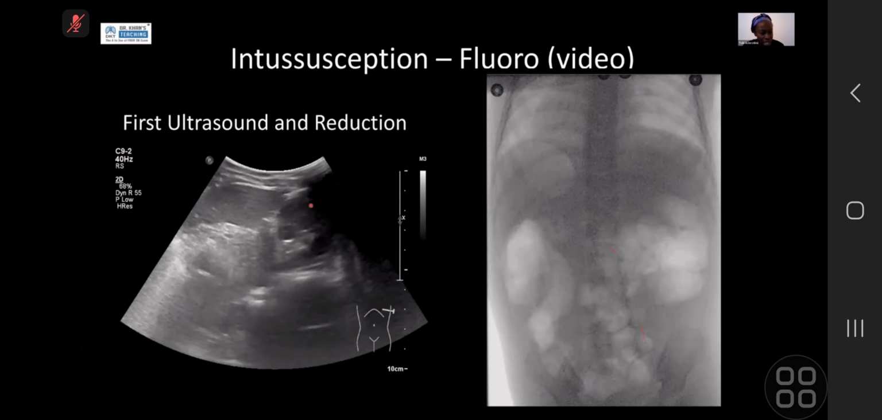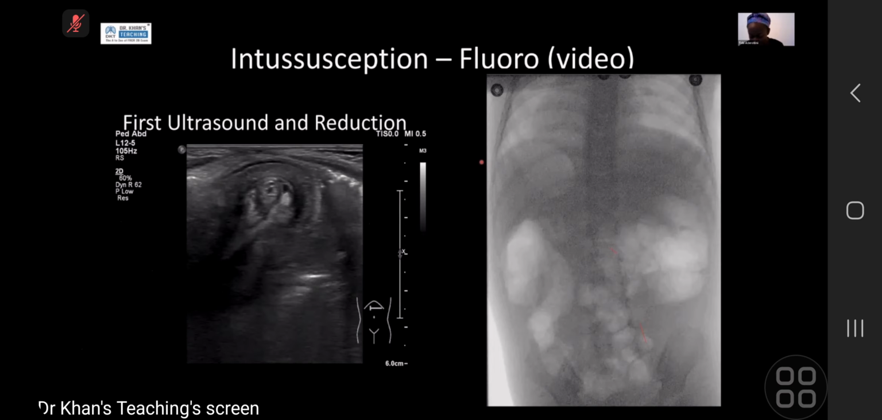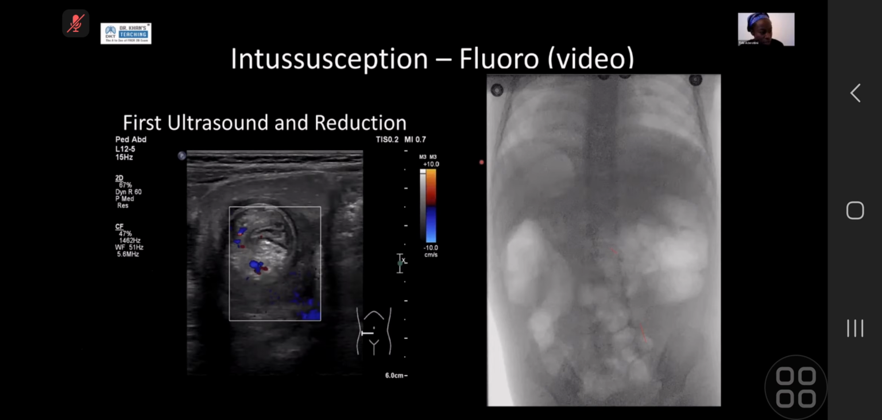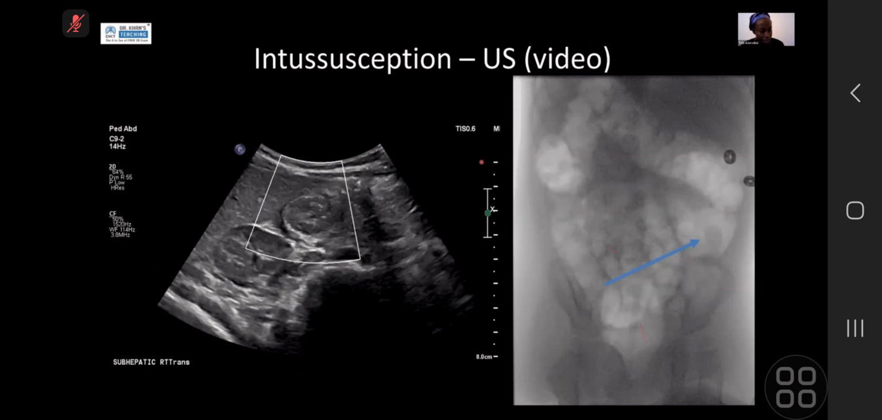So I don't think any of these videos are going to work, so I'll show you this case at the end. So I'm just going to skip through these slides because these videos won't work. But it's a case where we had a recurrent intussusception, which I'll show you at the end. Oh wait, that video worked. How weird. Okay, anyways.